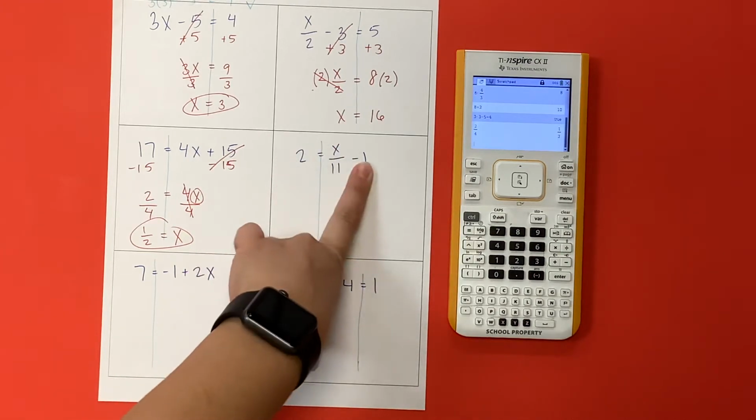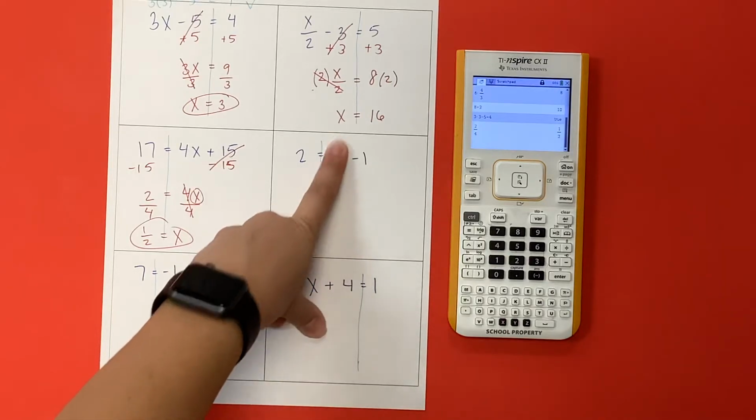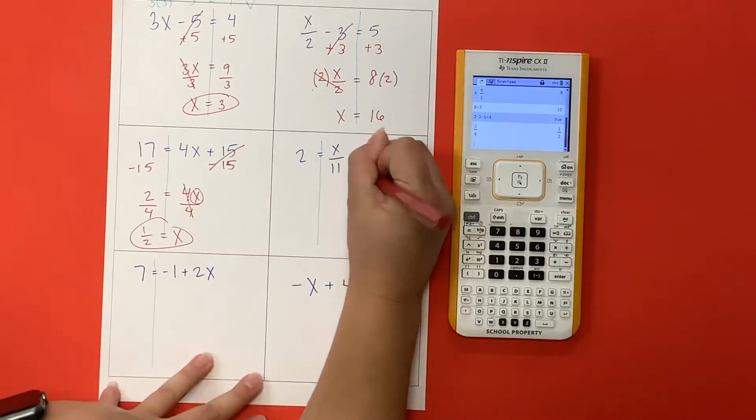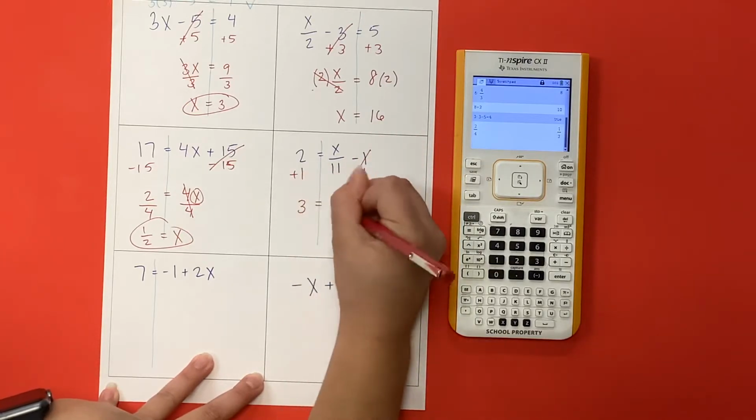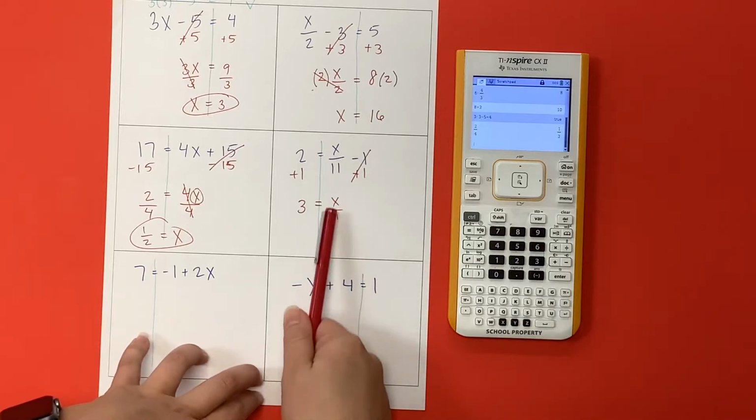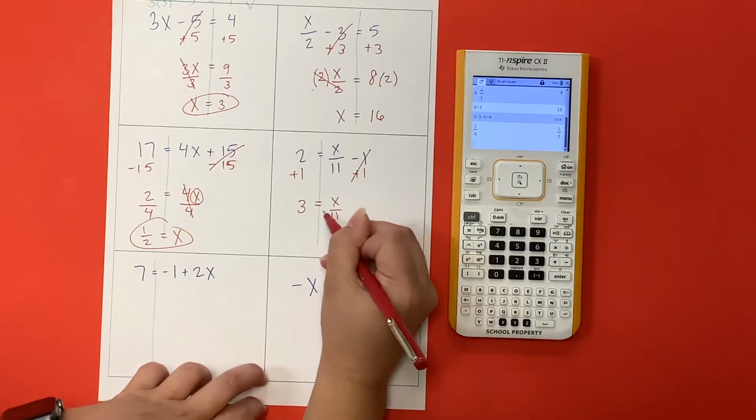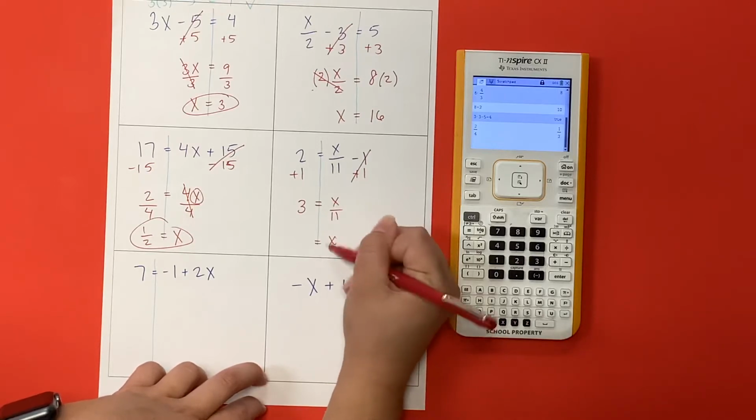Okay, let's remember to start with the addition and subtraction and worry about this later. So let's add 1 to both sides. I now can cancel that out. I have 3 equals x over 11. Next step is to multiply by 11 because this is a division by 11. We need x all alone on this side of the equation.